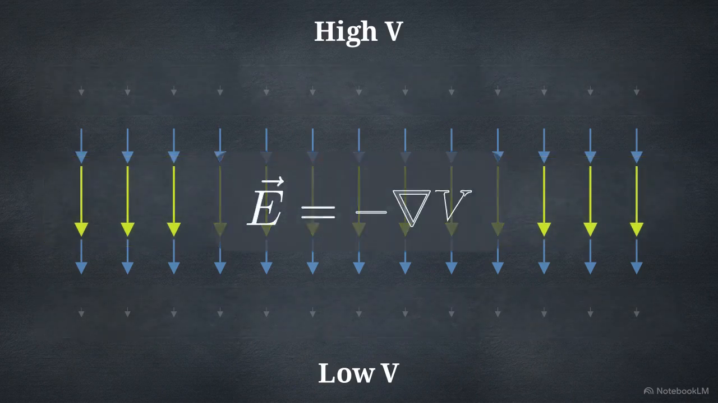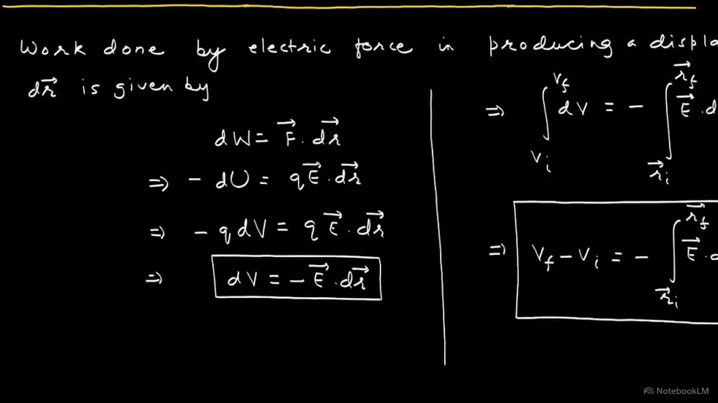Since the field always pushes from high potential to low potential, we use a negative sign to indicate it points down the slope. We can translate this physical hill directly into math. This boxed differential equation shows exactly that relationship. A tiny change in potential, dV, equals the electric field dotted with a tiny step in distance, dr, with the negative sign ensuring we're moving downhill.